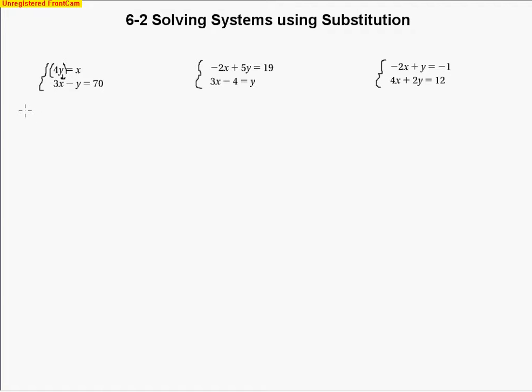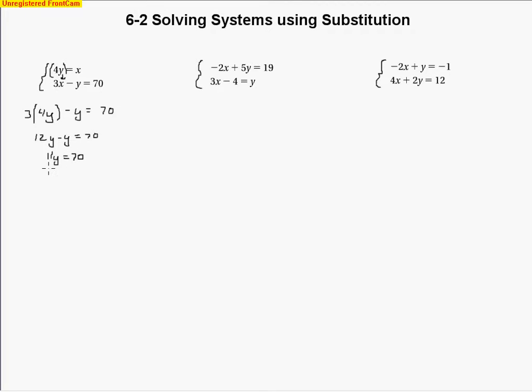So I'm going to rewrite that other equation, 3x, but in place of x I'm going to write 4y, because that's what x is. And then minus y equals 70. So I go ahead and use some multiplication here. Multiply 3 and 4 makes 12y minus y equals 70. So I go ahead and do a little more work, and I've now got 11y equals 70.